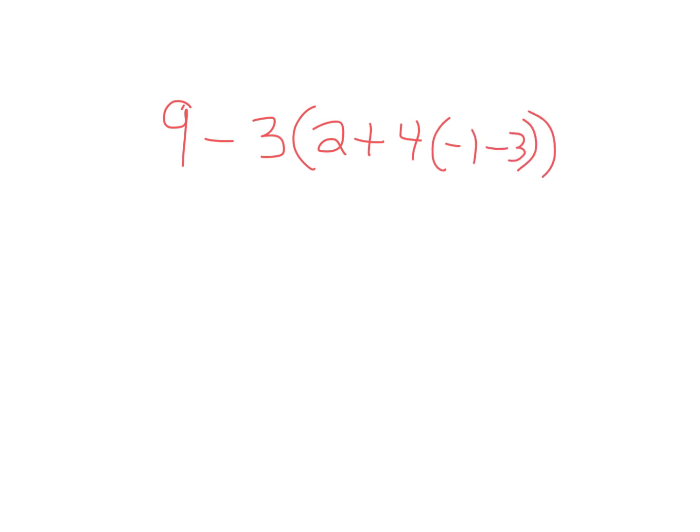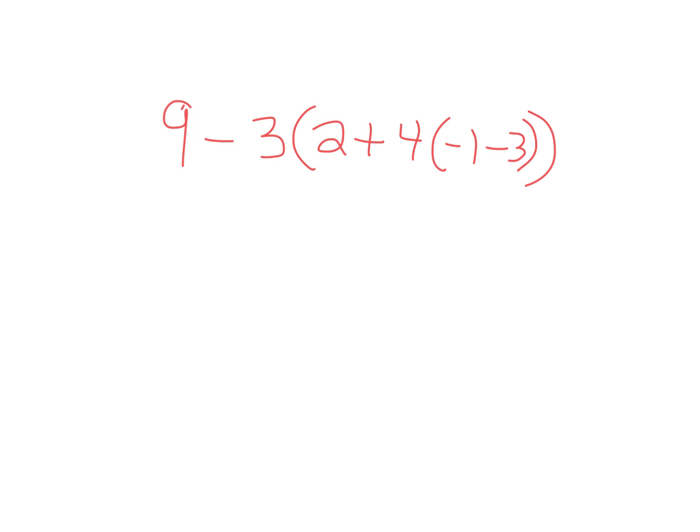All right, so what if we have 9 minus 3 parenthesis 2 plus 4 parenthesis negative 1 minus 3 parenthesis. Still haven't gotten the exponents. We'll do that next. Write this one down. It takes a second to type. It's all about figuring out what to do first, then what to do second, what to do third.